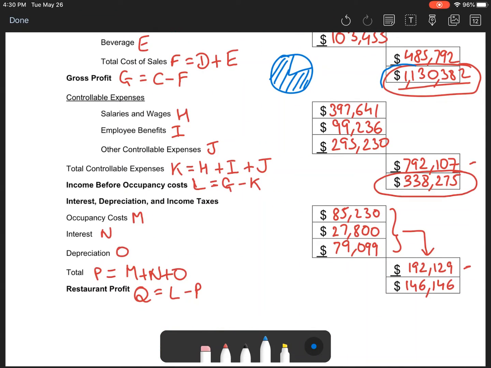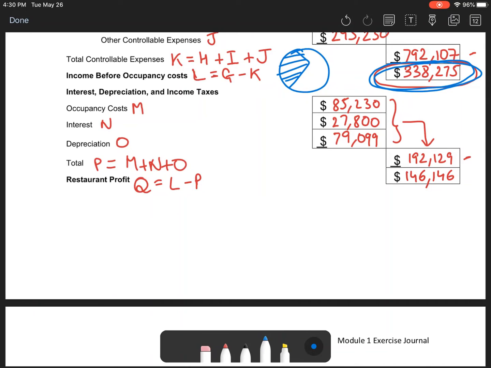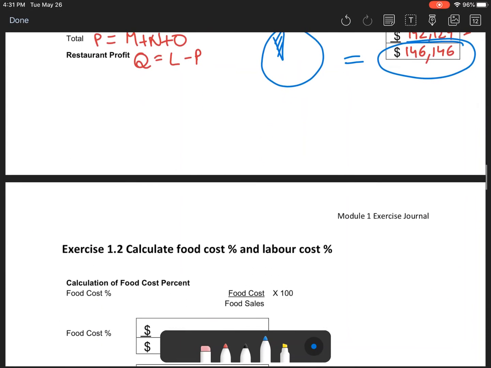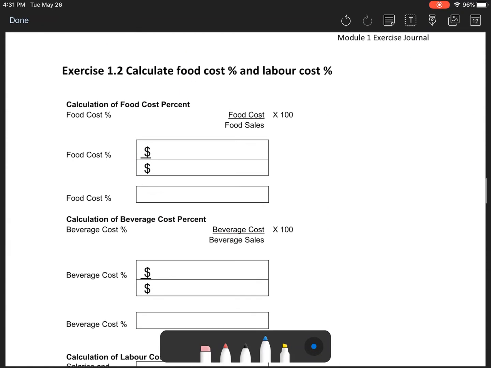And then after that, you had to pay your employee benefits. They're not going to work for you for free. So you minus the total cost over there, and now you're left with a lot less of the pie. And then after that, you have to remove your occupancy costs and interest and depreciation, which happens in the restaurant. And finally, from that piece, you're left with about this much of the pie. And that becomes your restaurant profit. Okay, now let's see in a percentage form how all of this translates. So moving on to the next exercise now.